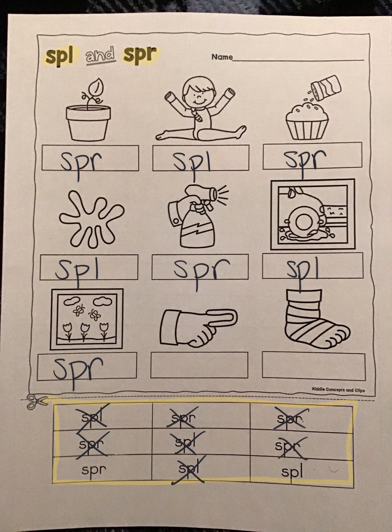Next, when we hurt our finger, we can put a splint on it to make it feel better. Splint. Spl. And last is sprain. When you hurt your ankle, you want to wrap it up when you get a sprain. Spr. Cross it off. Way to go, boys and girls. You did great today.